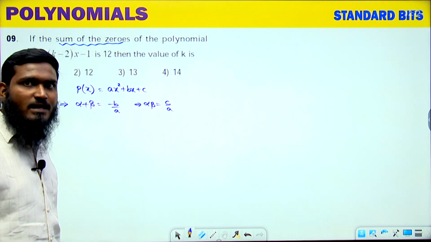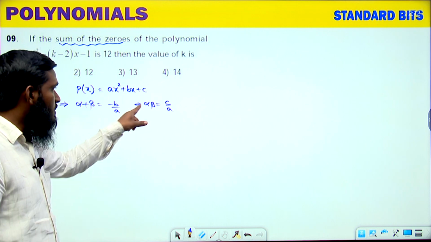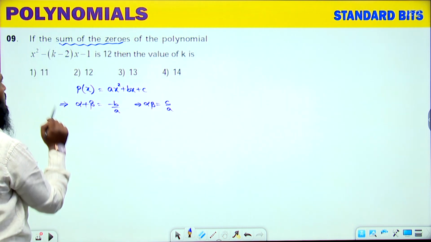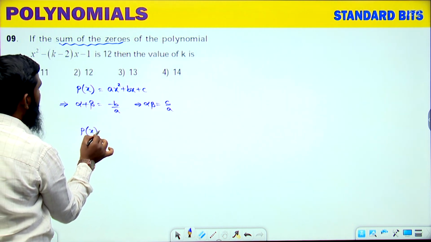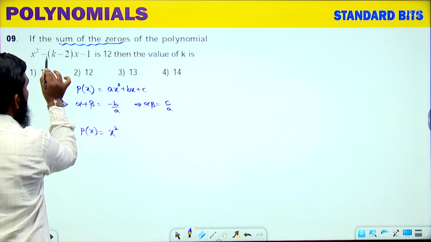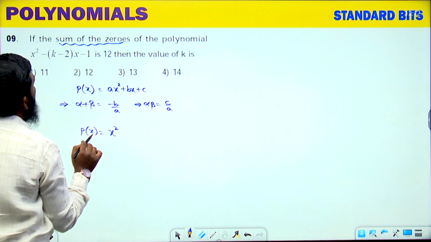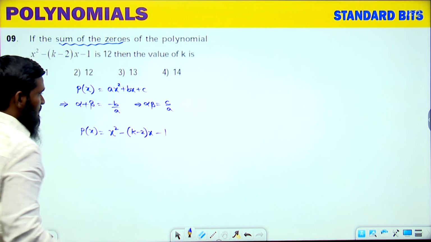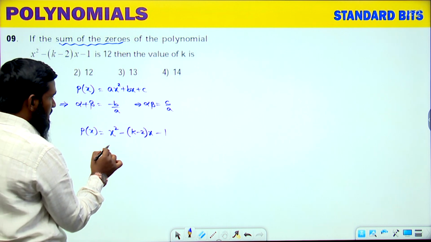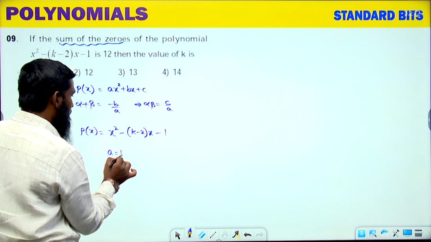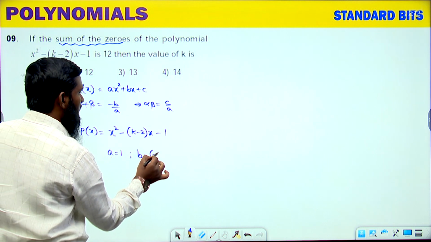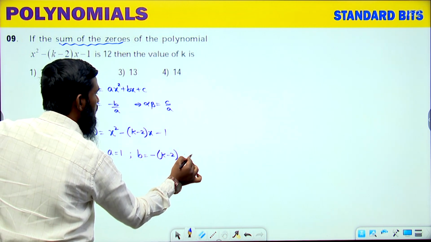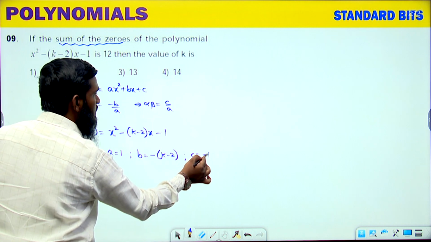What is the meaning of alpha plus beta? Sum of the zeros. And alpha into beta is the product of the zeros. What is given over here? Sum of the zeros of the polynomial. Now let us take the polynomial we have. p of x is equal to x square minus (k minus 2) into x minus 1. From this, let us write the values. What is the a value? We have 1. Now what is the b value? We have minus of (k minus 2). Then what is the c value? We have minus 1. The c value is equal to minus 1.